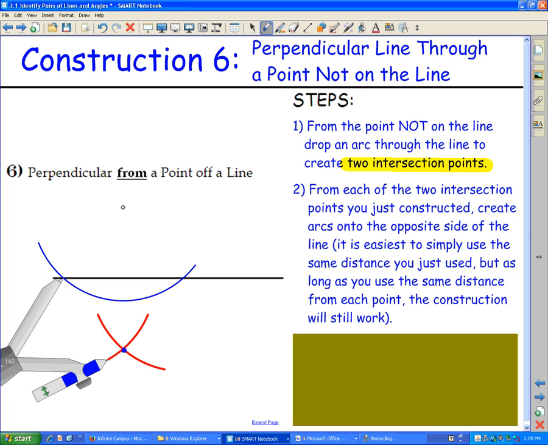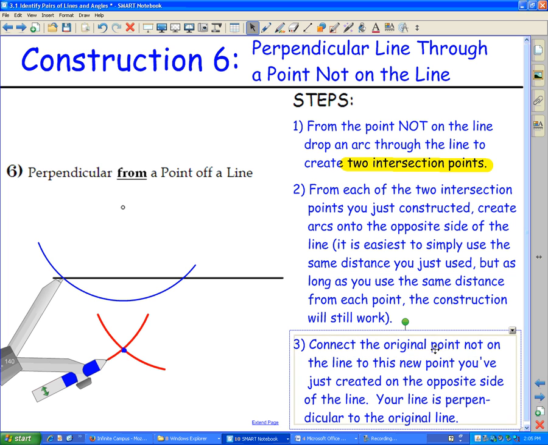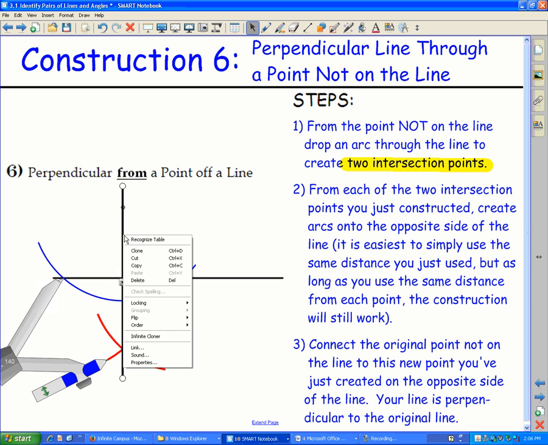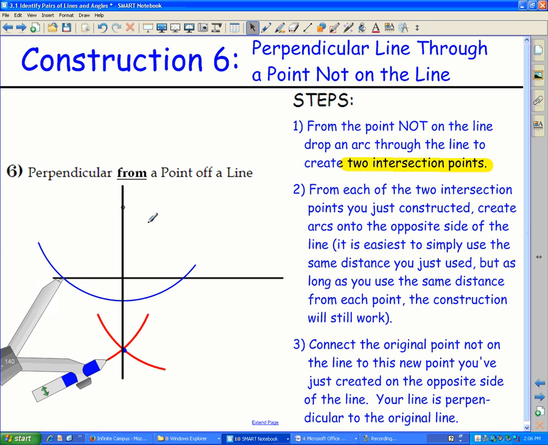And so you could probably guess what the third and final step of this construction is. We want to use our straight edge to connect the original point not on the line, the one above, to the new point you just created with these two arcs. This line that we're about to create is going to be perpendicular to, and it's just a little bit off, so let me slide it over to make sure I'm going through the point. This line is perpendicular to the line from the original problem. There you go. We know that this angle is 90 degrees, and this is the construction of a perpendicular line through a point not on a line.